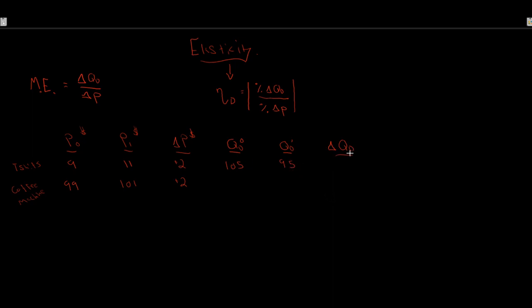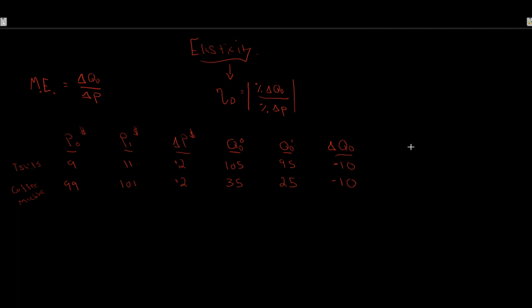That is, what do we have for our change in quantity demand? Our change in quantity demand was negative 10. 105 minus 95. Let's take a look at coffee machines. In the case of our coffee machine, let's presume that, okay, t-shirts, lots of t-shirts are bought and sold. In this case here, let's say that we went from 35 down to 25. So again, negative 10.